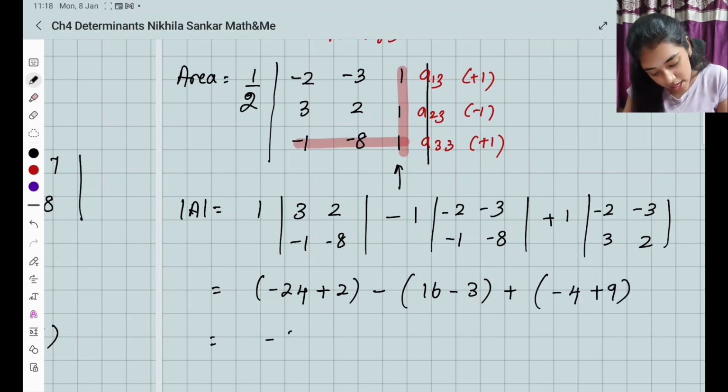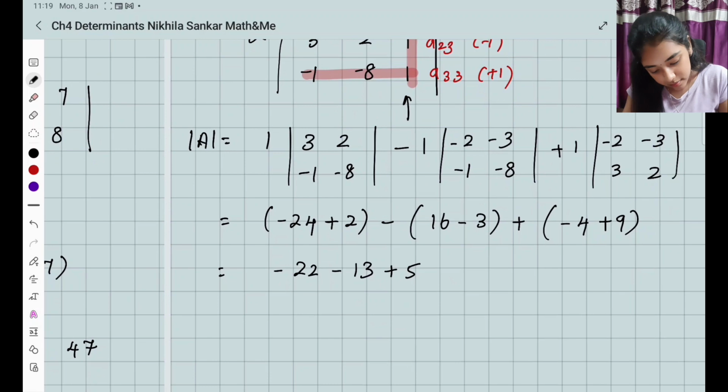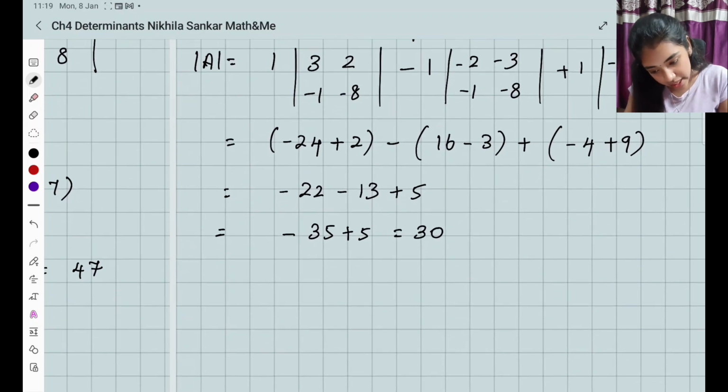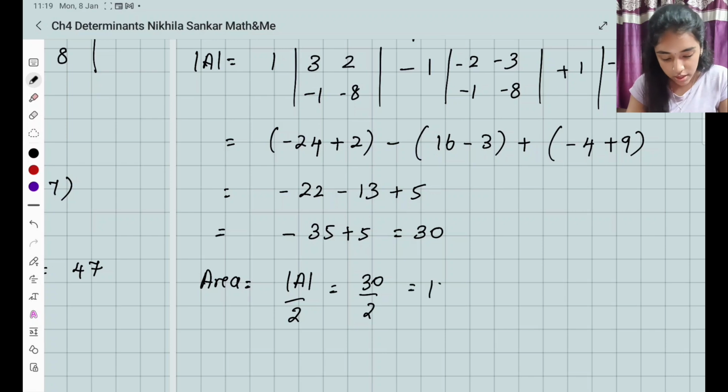So this is going to be minus 22, minus 16 minus 3 is 13, plus 5. So this is minus 22 minus 13 is going to be minus 35 plus 5, which is going to be 30. So இப்போ area என்னவா இருக்க போகுது 30 divided by 2. So area equals determinant of A divided by 2, which is 30 divided by 2, which is 15 square units.